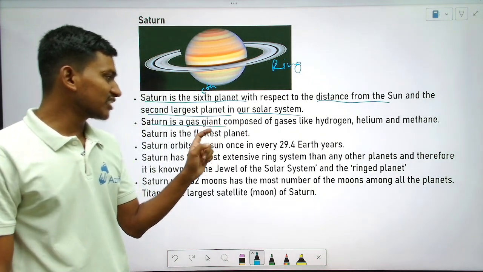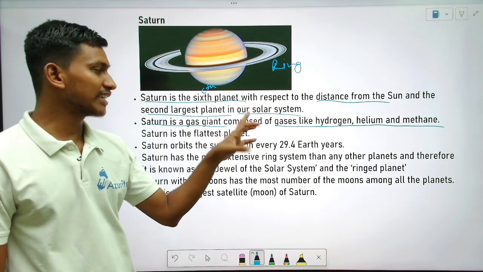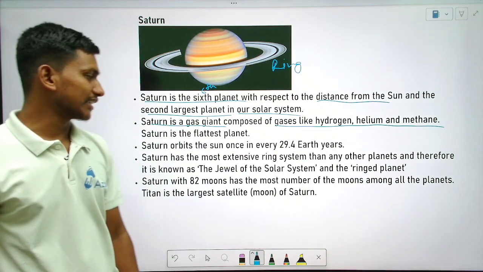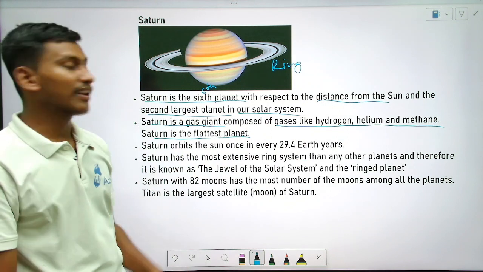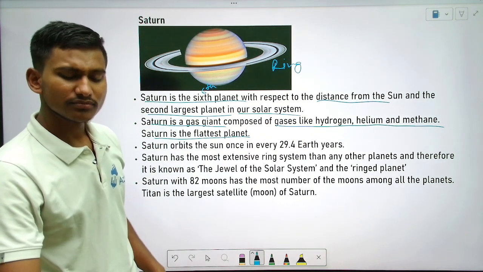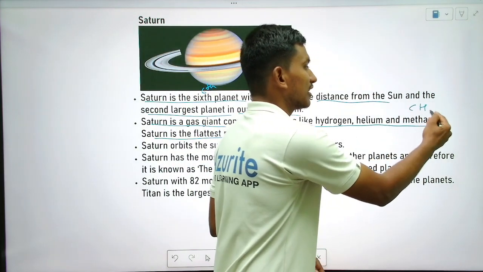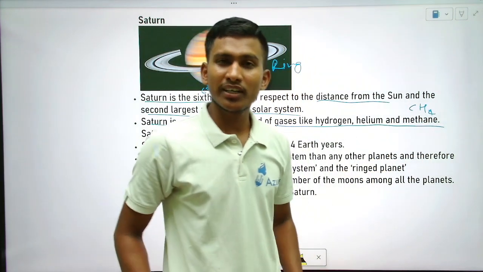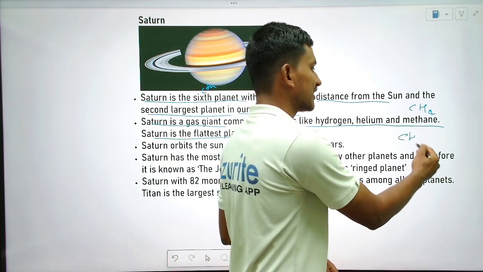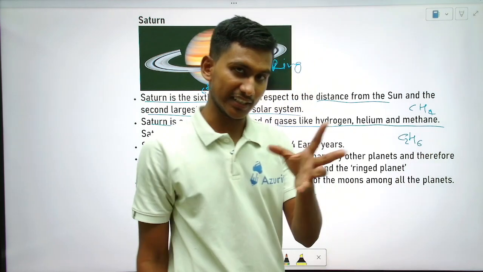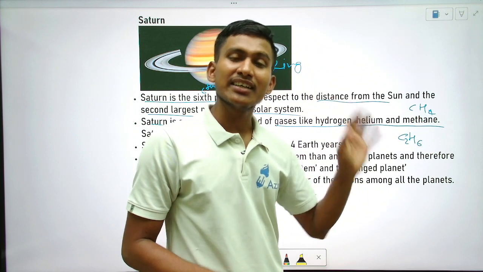Saturn is a gas giant composed of gases like hydrogen, helium and methane. Which gases are present? Hydrogen, helium and methane. Saturn is the flattest planet. If you see, it is a little flatter. Methane is a gas, CH4. In the kitchen, what do you burn? You burn ethane, that is right. Ethane is C2H6. In the kitchen you burn it, right? Like that, methane gas is there.